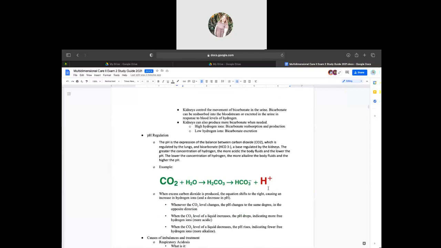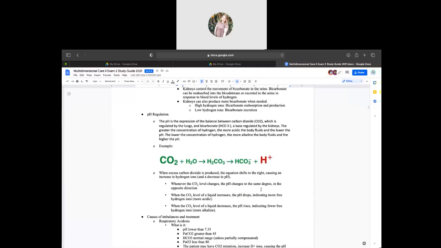And then here's some more information on pH regulation. Remember, it's the expression of the balance between CO2 and bicarb that's regulated by the lungs and the kidneys. So the greater the concentration of hydrogen, the more acidic the body is going to be, so the lower the pH. The lower the concentration of hydrogen ions, the more alkaline the body fluids will be, and the higher the pH will be. So when excess carbon dioxide is produced, the equation will shift to the right, causing an increase in hydrogen ions and a decrease in pH.